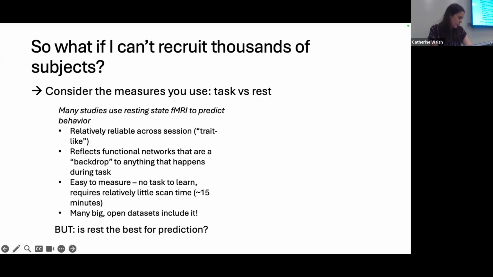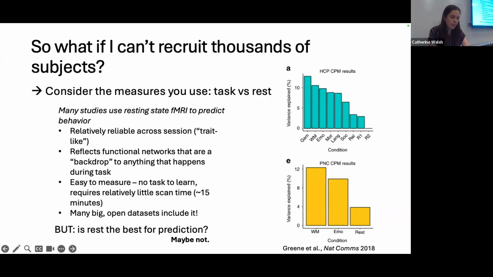But is it really best for prediction? There is burgeoning work suggesting that maybe not. There's been some recent work that looked at two independent data sets, one from the Human Connectome Project and one from the Penn Neuropsych Consortium, where they tried to predict fluid intelligence from a number of different scan tasks in addition to rest. And they found that connectivity from these scan tasks, these are the various tasks in the Human Connectome Project, was better able to predict intelligence than rest, these last two bars here. And a similar result was found in a separate independent data set.